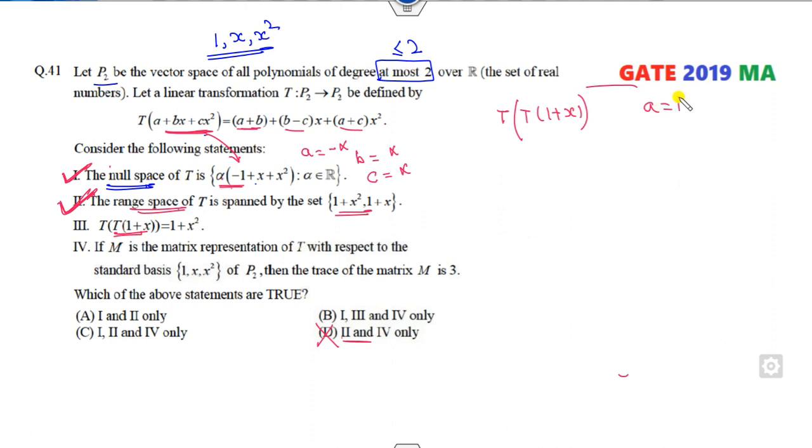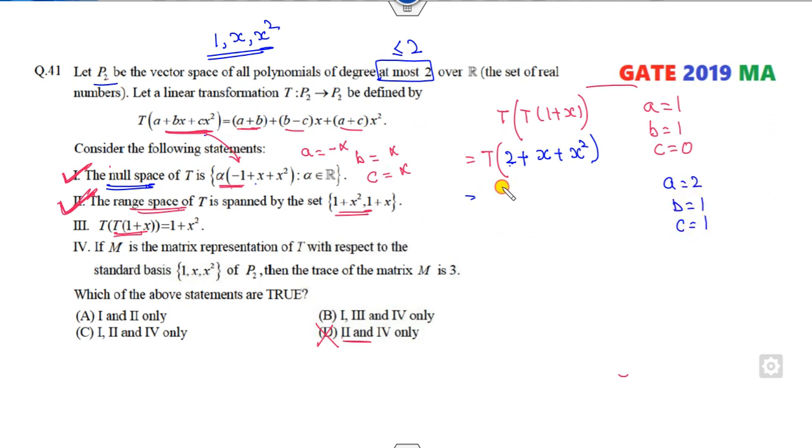That means A is equal to 1, B is equal to 1, C is equal to 0. So what is that? If you substitute here, A is equal to 1, B is equal to 1, A+B is 2, B and C is 1, A and C is 1. Now again in this case A is equal to 2, B is equal to 1, C is equal to 1.